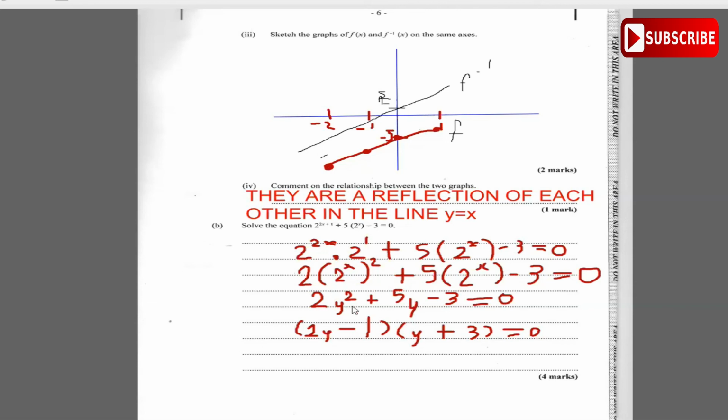Let's check if we factorized it right. This times this is 6y minus y, which is plus 5y, so this is correct. So what are we saying from this? We're getting that y is equal to a half, and from over here, y equal to negative 3. If y is equal to a half, remember y is 2 to the x. So what we're saying is 2 to the x is equal to a half.